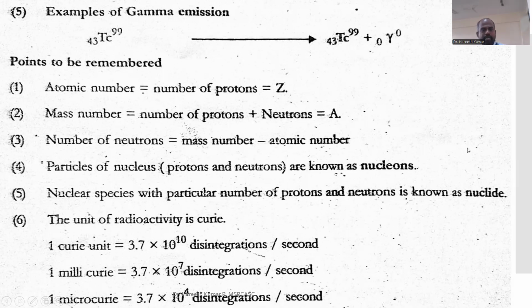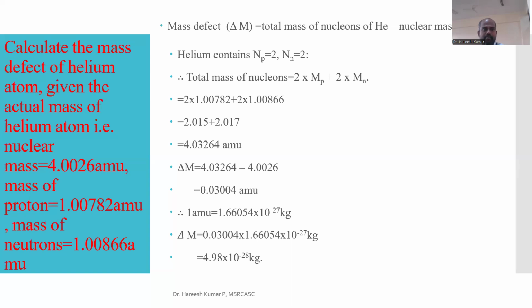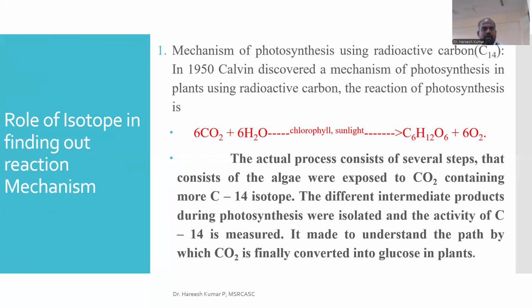The unit of radioactivity is the curie. 1 curie is equal to 3.7 times 10 to the power of 10 disintegrations per second. 1 millicurie means 3.7 times 10 to the power of 7 disintegrations per second. 1 microcurie means 3.7 times 10 to the power of 4 disintegrations per second. This is an example of how one can calculate the mass defect, and here I am taking the role of isotopes in finding out the reaction mechanism.